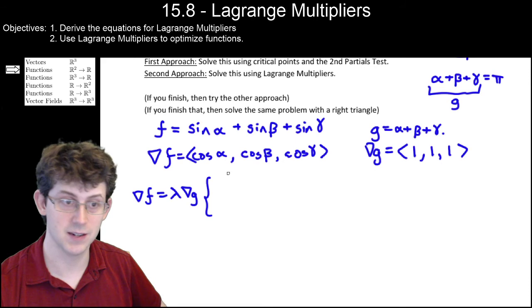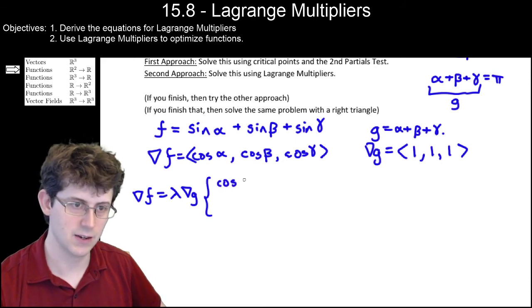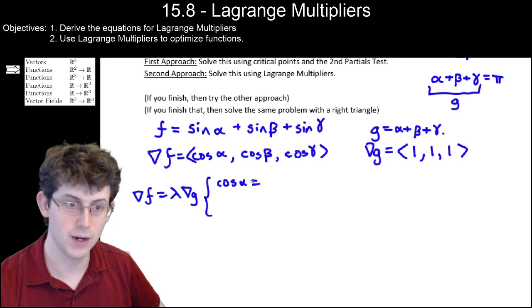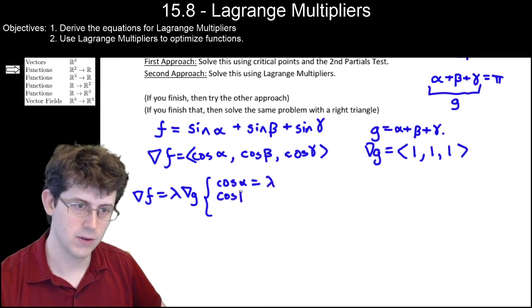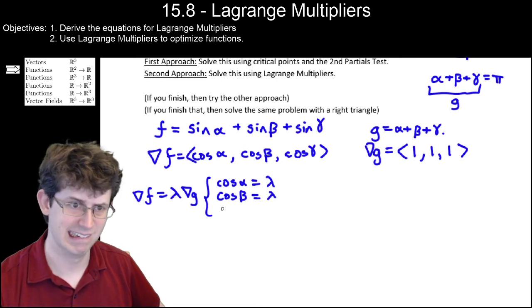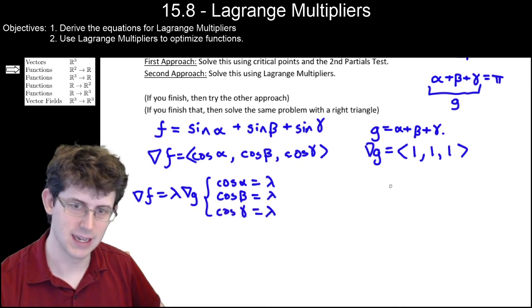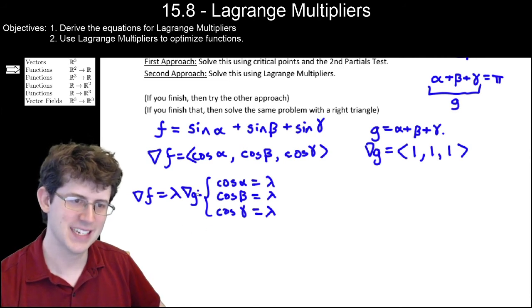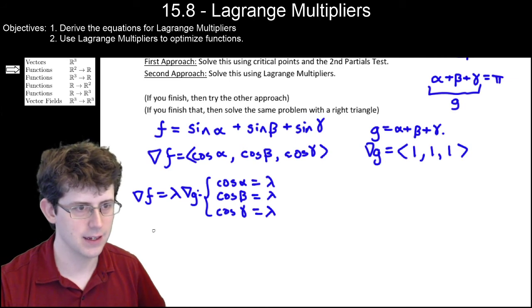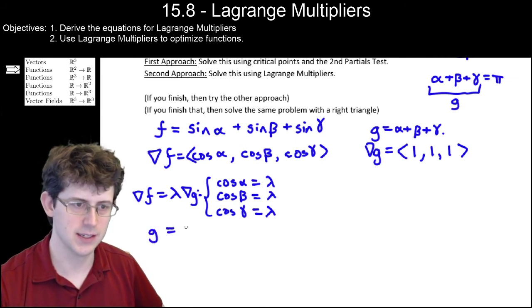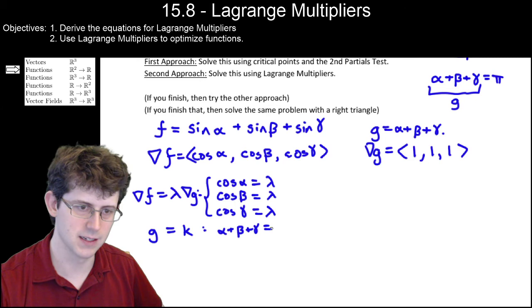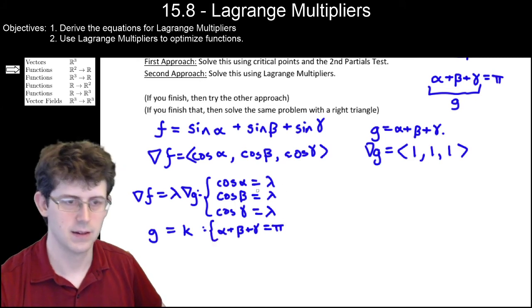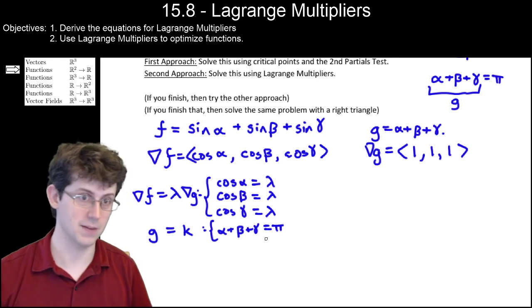Here again, it's going to be three equations. It's that cosine alpha is lambda times 1. Cosine beta is lambda times 1. And cosine gamma is lambda times 1. So all of these angles have the same cosine. This is most of the setup. Then the rest of the system is the actual g equals some number. And here that's alpha plus beta plus gamma is pi. So in total, I end up with 4 equations with 4 variables.